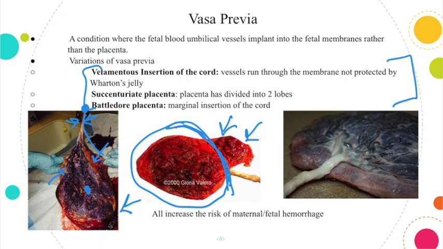The next one here is a battledore placenta. So again, remember, I'm going to change colors. I think it's easier to see. The normal implantation of the Wharton's jelly is in the middle, right here. But here, this umbilical cord and inside the Wharton's jelly is off to the side. That's called a battledore placenta. It's a marginal insertion of the cord. All 3 of these put the mom and the baby at risk for a hemorrhage.